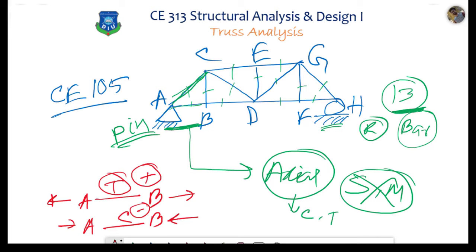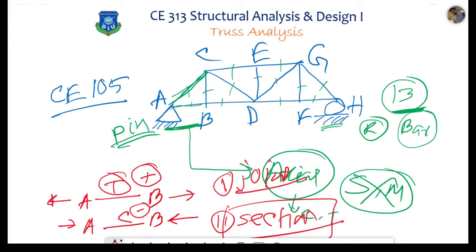Now we will discuss the methods to solve a truss. Actually there are two methods. One is the joint method and another one is the section method. In this lecture we will learn about the joint method. So let's take a real example.